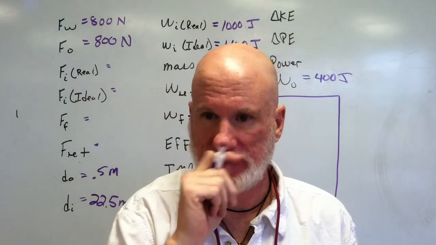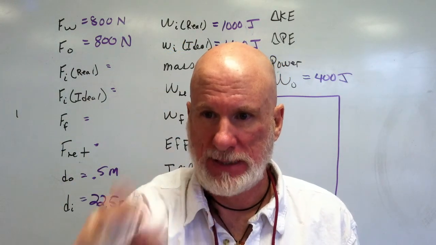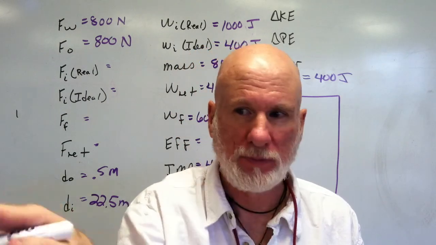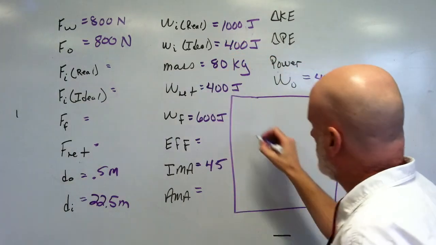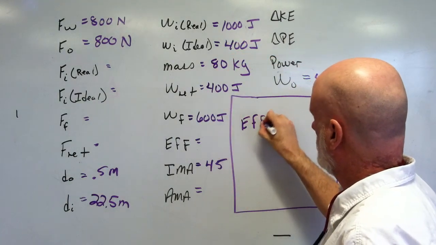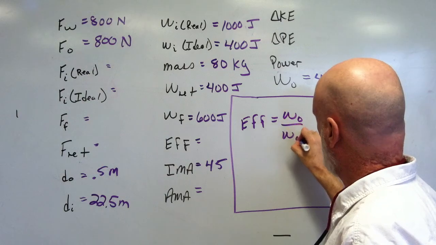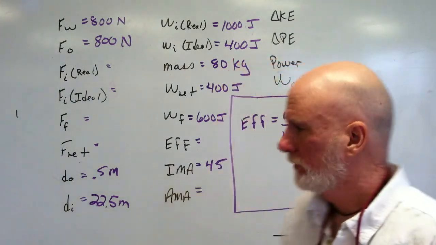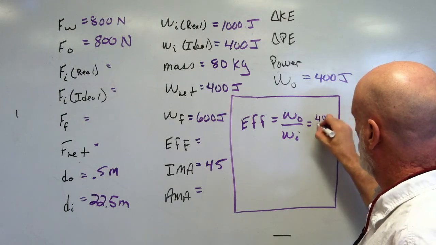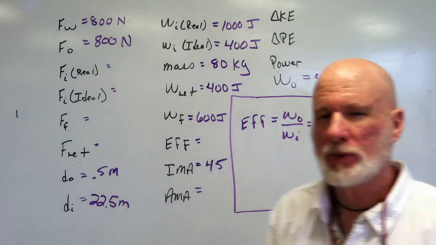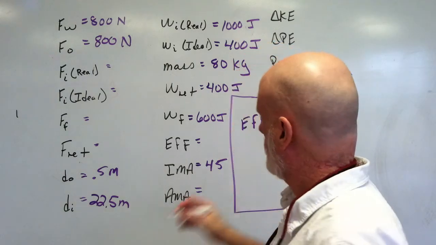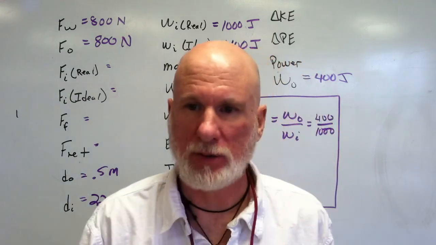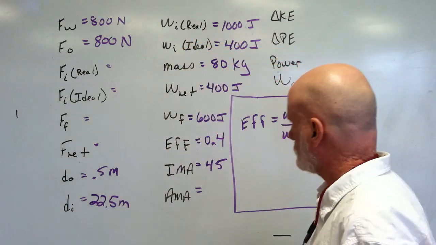There are two ways. Isn't it AMA over IMA? Yes, but we don't have the AMA yet, right? Work output divided by work input. All right, efficiency equals work output over work input, which is going to be what over what? 400 over 1,000, which equals 0.4. So the efficiency is 0.4, correct? Yeah.